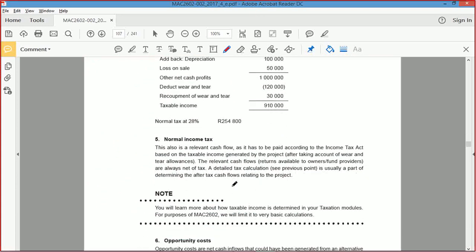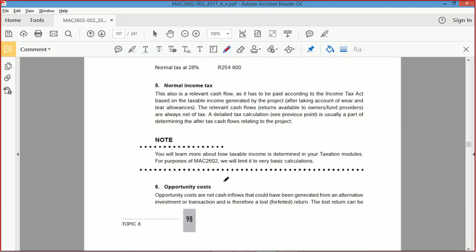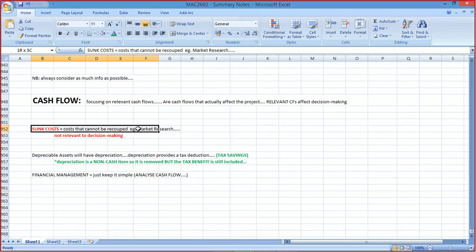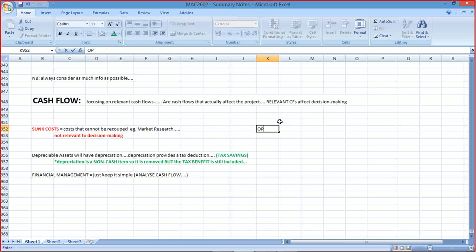You know normal tax is applicable. We spoke about that. Opportunity costs are relevant. That's another one. So we spoke about sunk costs. Let's write down opportunity costs here. These are relevant and must be included. Always. So sunk costs you never include, opportunity costs you always include, because they affect decision making.